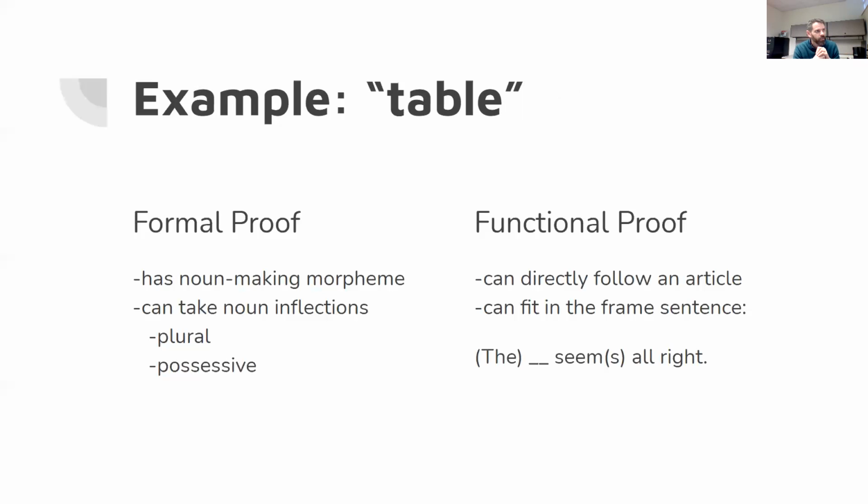What about table? I don't know that we would say that table contains a noun-making morpheme. I don't think that there's anything in there that we could say is a noun-making morpheme, but it can take the noun inflectional morphemes, tables, or even talk about the table's surface. And it can be followed by an article, a table, the table, and it can fit the sentence, the table seems all right. How about sadness?